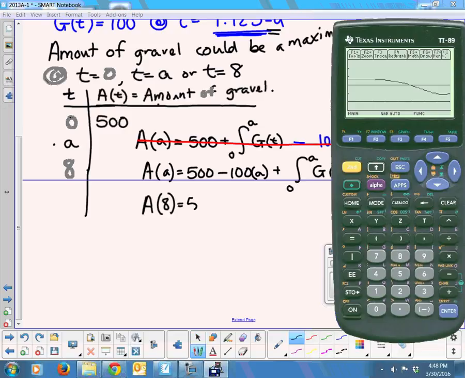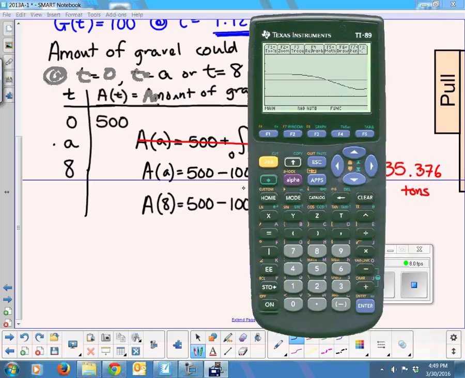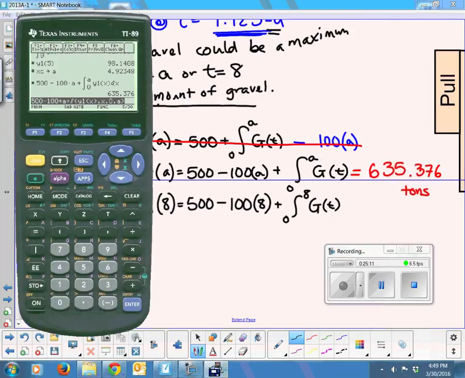Well, that's going to be 500 that we started with, minus the 100 times 8 hours that it's been, 100 tons per hour, plus the integral from 0 to 8 of g of t. And the good news is that we have most of that in the calculator already. It's just a matter of changing a's to eighths. And so I'm going to scroll over here and backspace that a and make it an 8. And go over here and backspace that a and make it an 8.